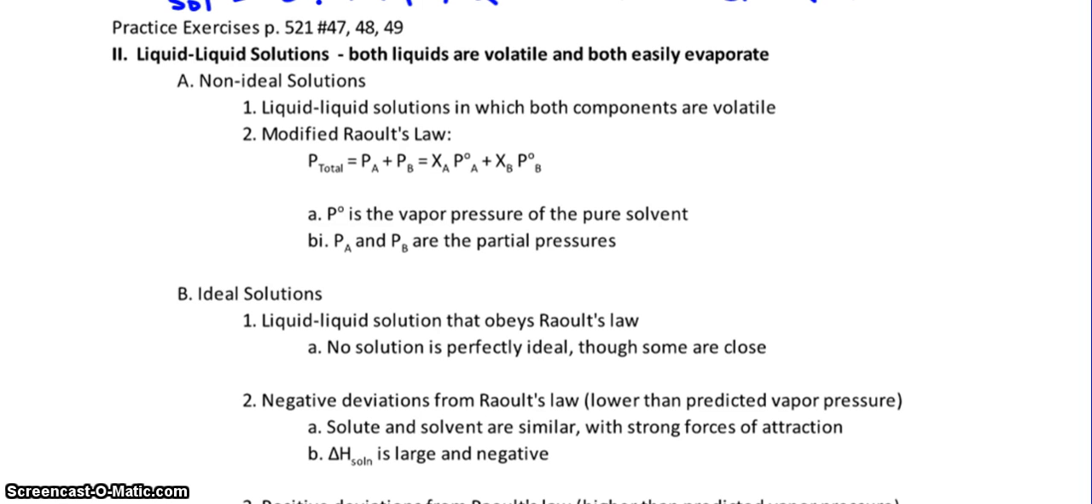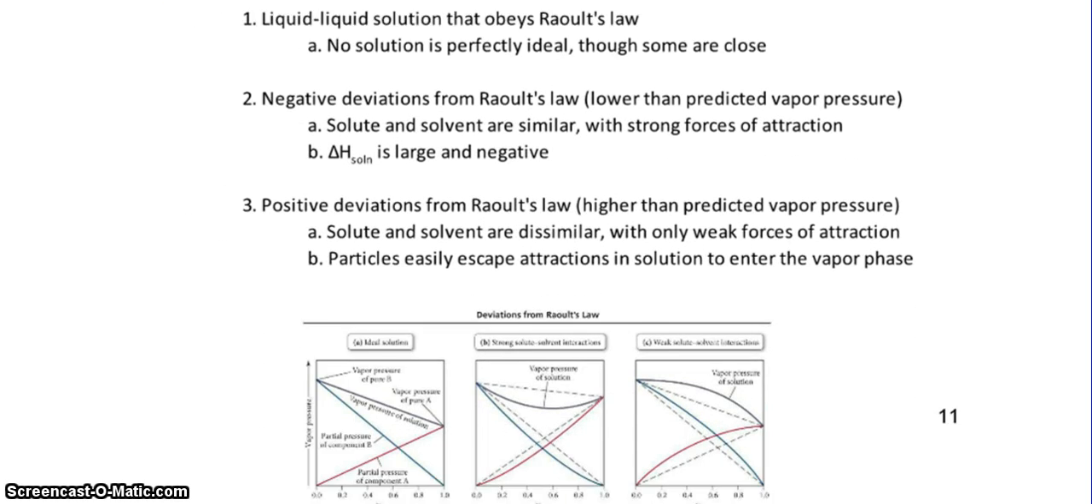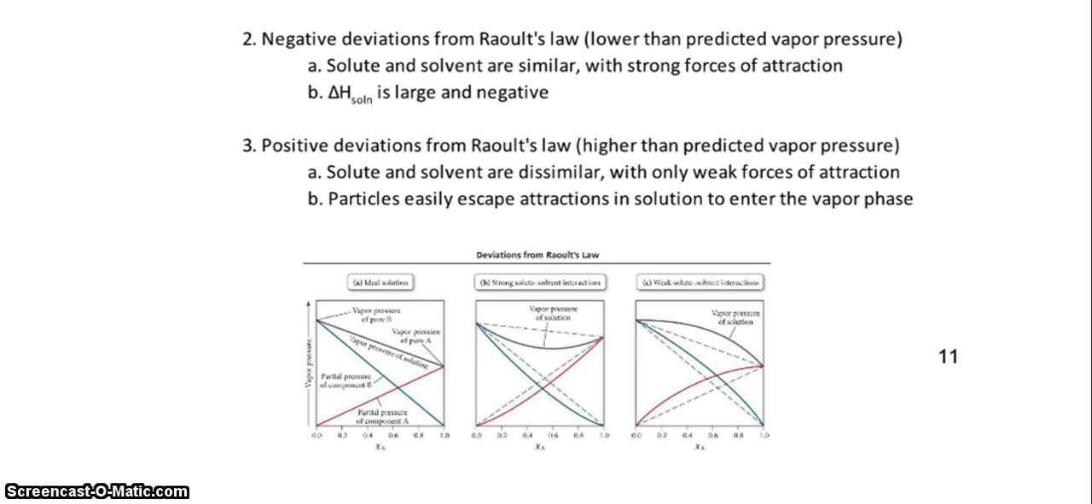of each. So the ideal solution does obey Raoult's law, and as with all things in life, nothing is perfectly ideal, but some things are rather close. So we can actually look at these deviations from Raoult's law, which means the negative ones, they are lower than predicted, and the positive ones, they're higher than predicted.